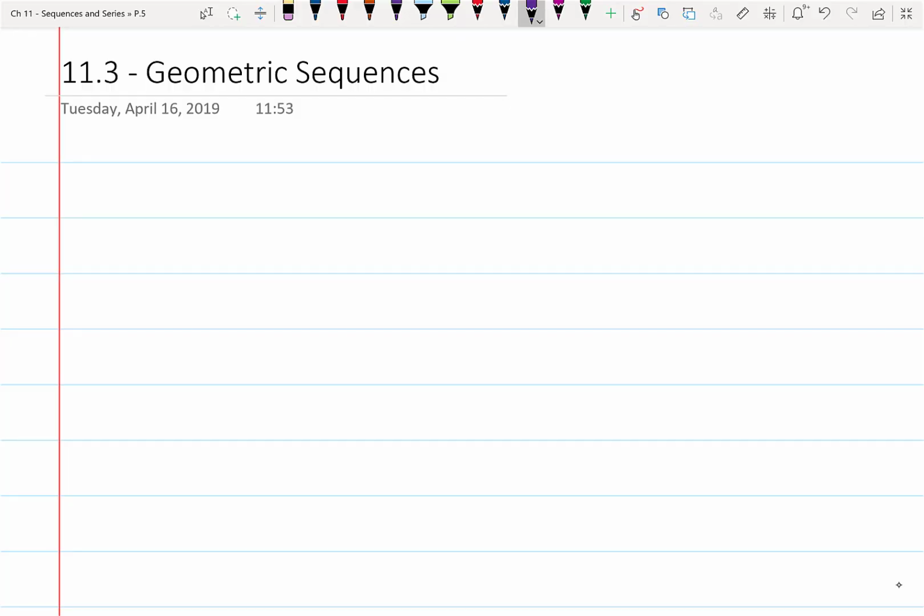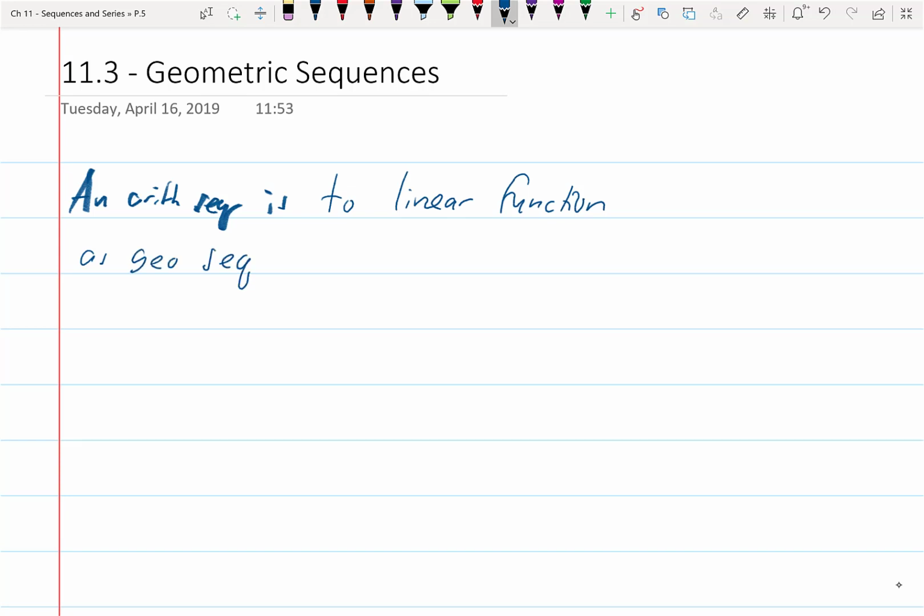Okay, here we go. I need to give you a little bit of an analogy on this. An arithmetic sequence is to linear functions, or to a linear function, as a geometric sequence is to another family of functions. It is exponential. Exponential is a function family that we have just finished discussing last chapter. We dealt a lot with exponential functions.